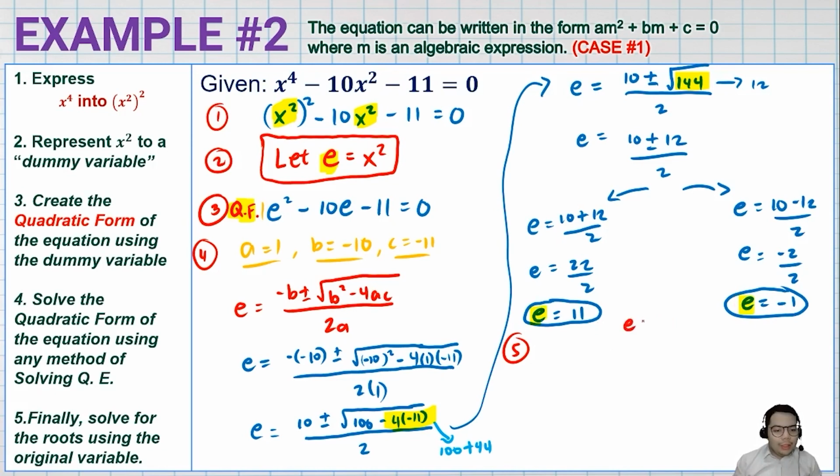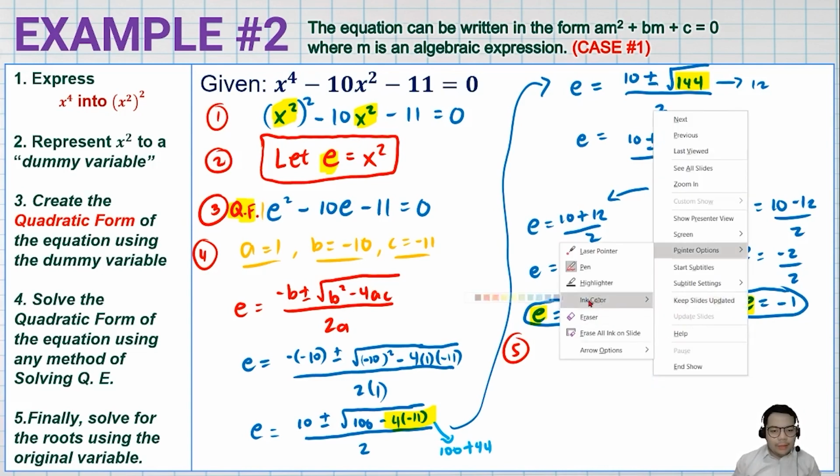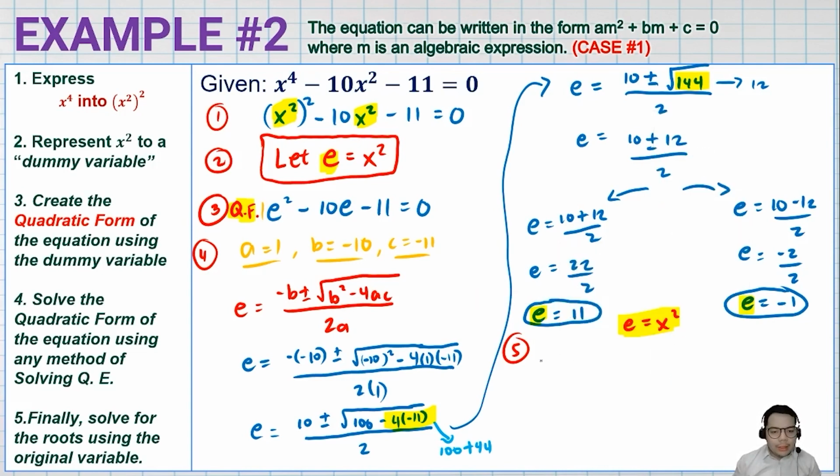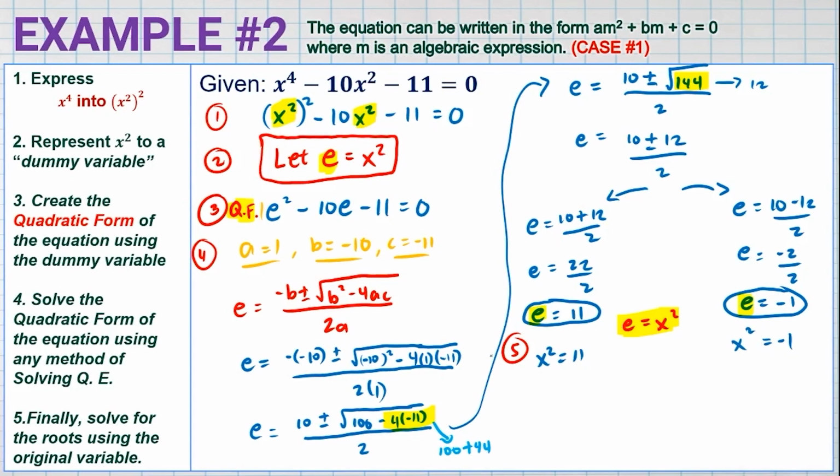So, balik natin yung idea na E is equal to x squared. Yung kanina, yung ginawa nating dummy variable. And let's try if we can solve each of them. So, dito sa left side, ang magiging equation natin is instead of E is equal to 11, magiging x squared is equal to 11 na siya. Then dito naman, instead of E is equal to negative 1, magiging x squared is equal to negative 1. Yan. So, from here, solve muna natin yung nandito.